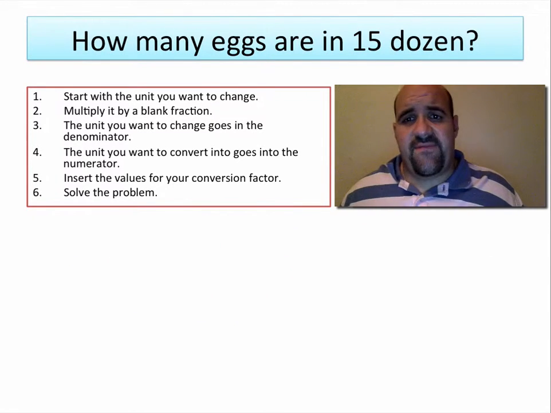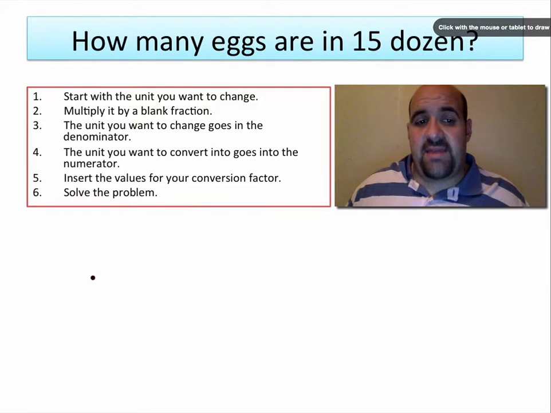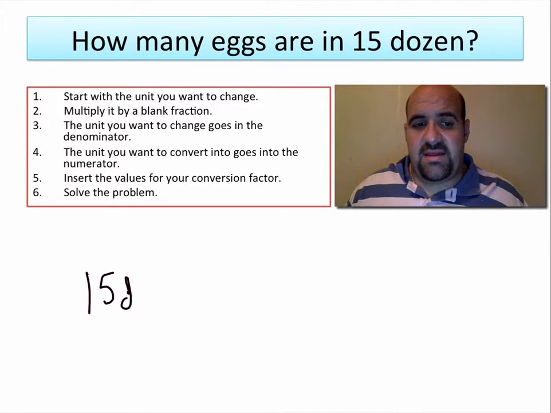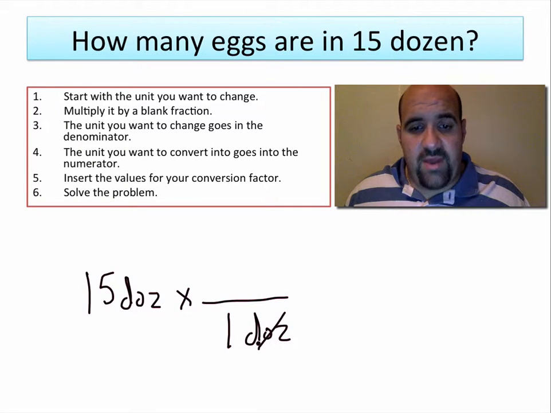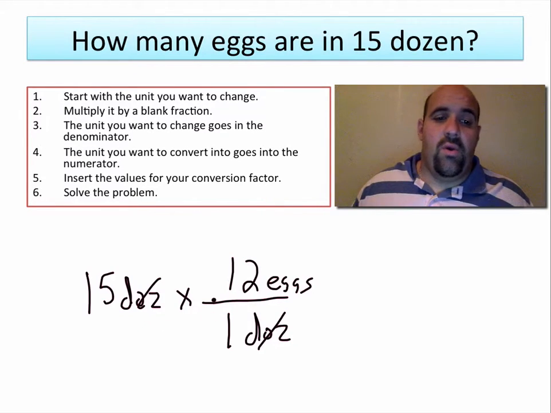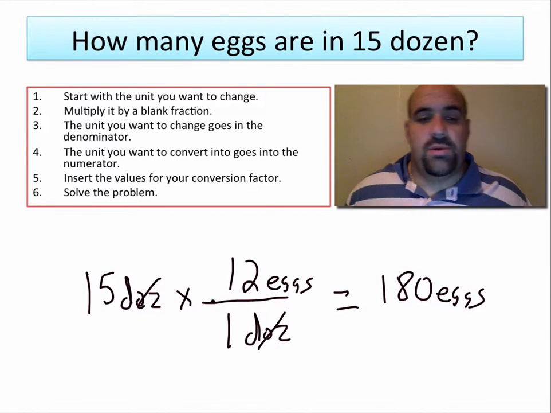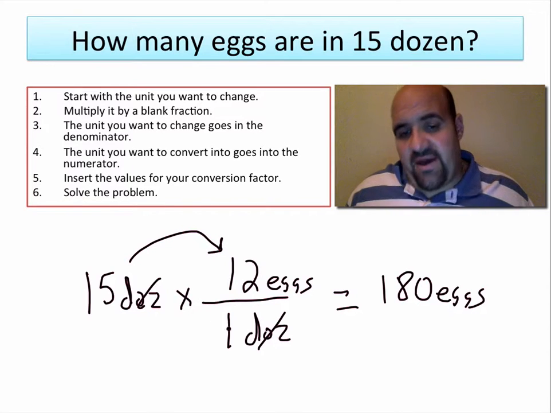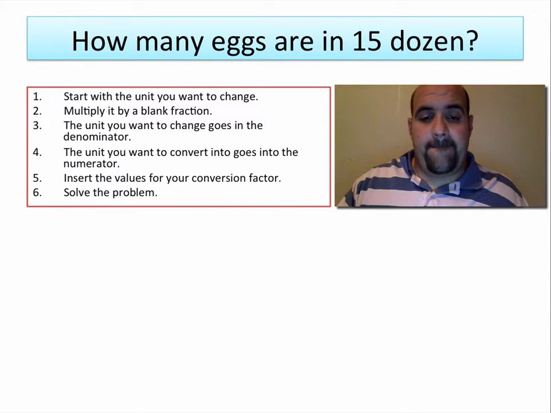Another one, how many eggs are in 15 dozen? Now you may know that a dozen is 12, so 15 times 12, that's exactly right. 15 dozen times 1 dozen is going to go down here because that's the unit we have. We want it to cancel. 1 dozen is 12 eggs. So 15 times 12, or 180 eggs. So you multiply across, divide by the denominator. In this case, it's 1. We don't have to do anything with it.